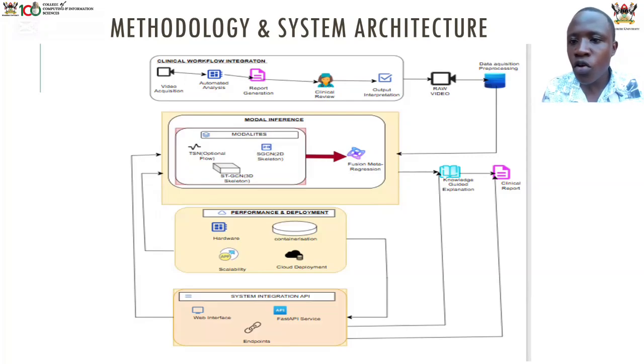Moving to the methodology, this is how our system works. The user uploads the video, then the video is pre-processed. Then it is fed into our inference engine. This is where we find our 3 models: the TSN, SGCN, which I'll be talking about, and the STGCN. Then they are fused, we apply the knowledge guidance, and we output a report. This whole system is deployed as a FastAPI app.